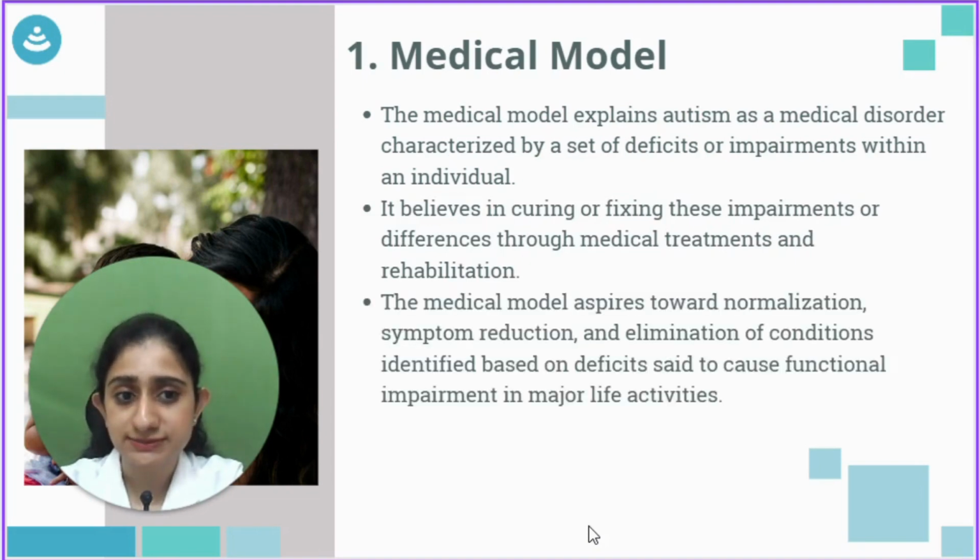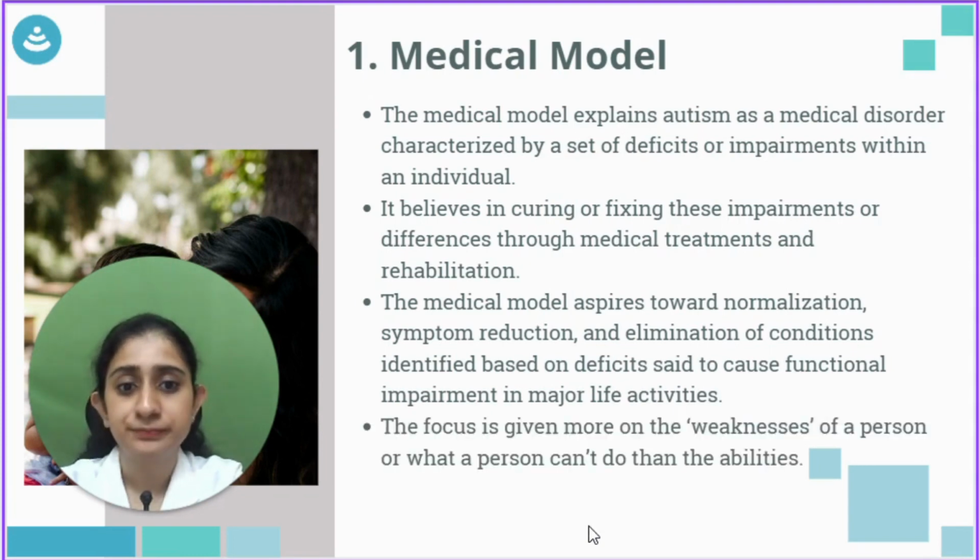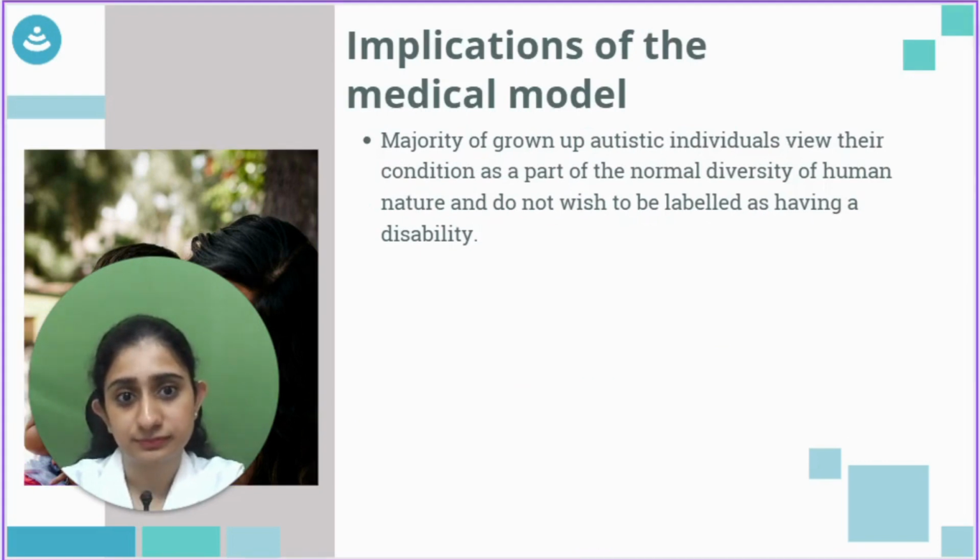The medical model aspires towards normalization, symptom reduction, and elimination of conditions identified based on deficits said to cause functional impairment in major life activities. The focus is given more on the weakness of a person, or what a person can't do, than the abilities. So the majority of grown-up autistic individuals view their condition as a part of the normal diversity of human nature and do not wish to be labeled as having a disability.